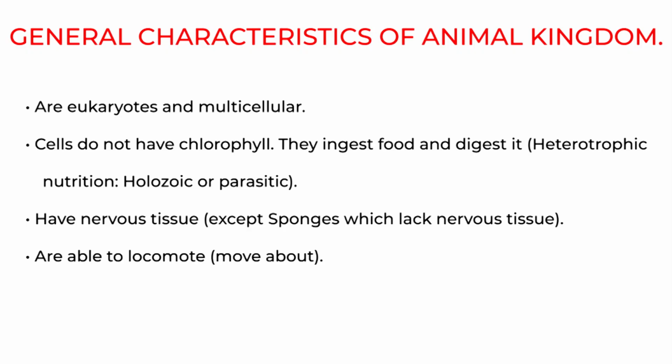Now, let us look at the general characteristics of the animal kingdom. They are all eukaryotic and multicellular. The cells do not have chlorophyll. Animals ingest food and digest it, so they have heterotrophic nutrition, that is holozoic or parasitic. Then they have nervous tissue, except sponges, which lack nervous tissue. Then they are able to locomote or move about.